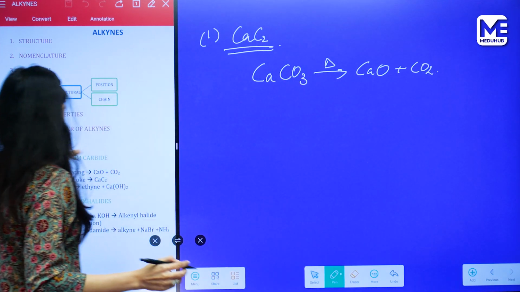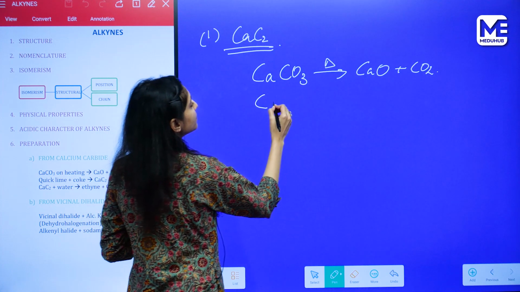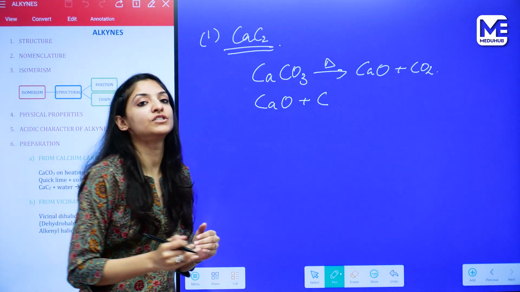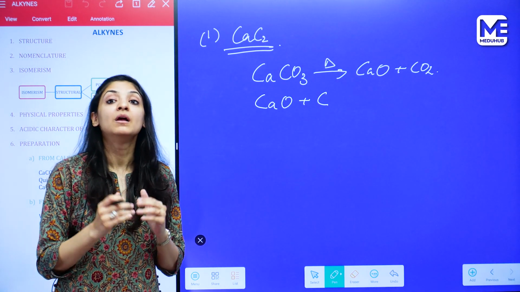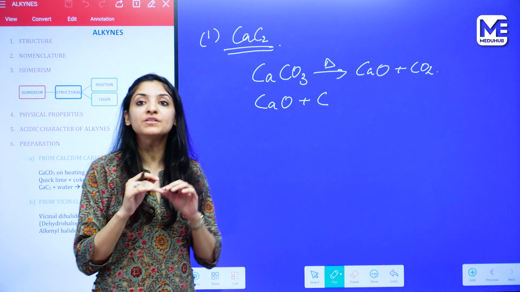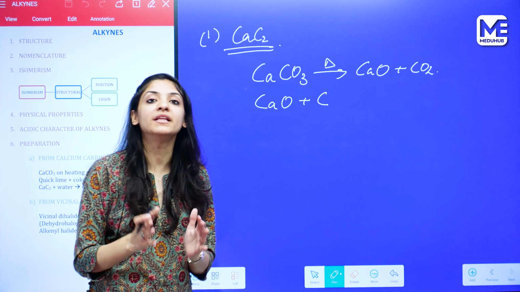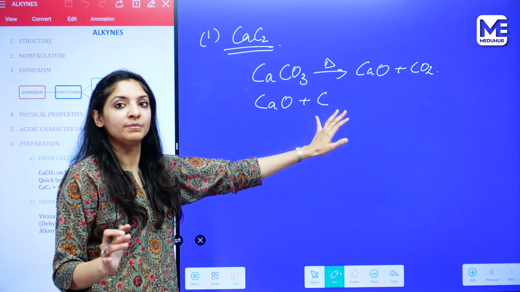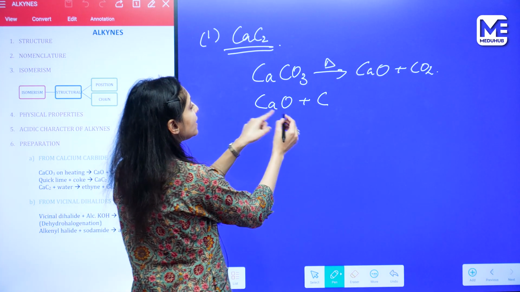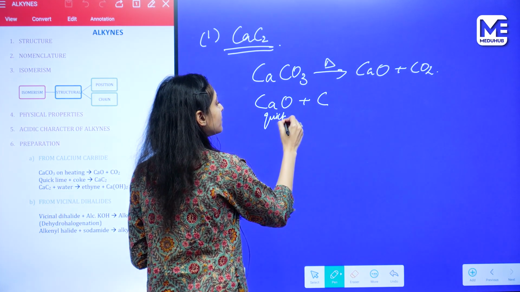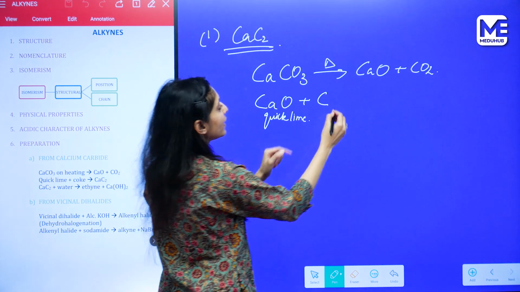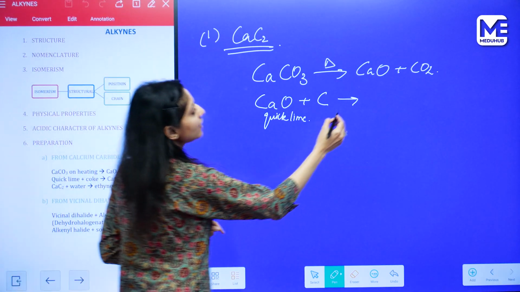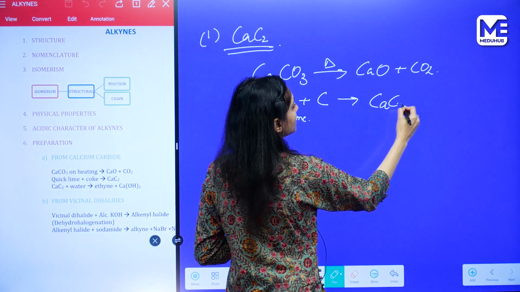Now this quicklime is treated with coke. What is coke? It is a hardened grey material which is made from coal. It is a fuel, but it has very few impurities, and it is made by heating coal in a very small quantity of air. That is why it is almost pure carbon. When you heat quicklime with coke, we get calcium carbide and carbon monoxide.